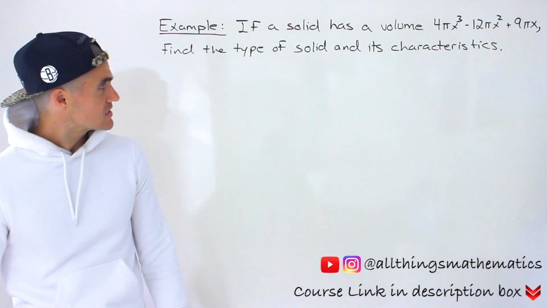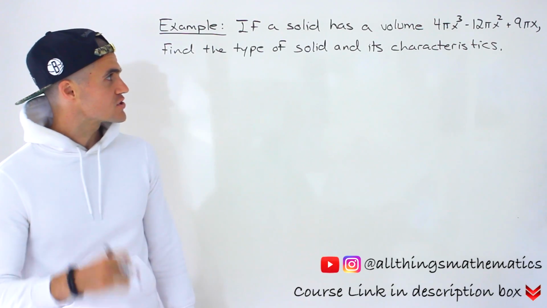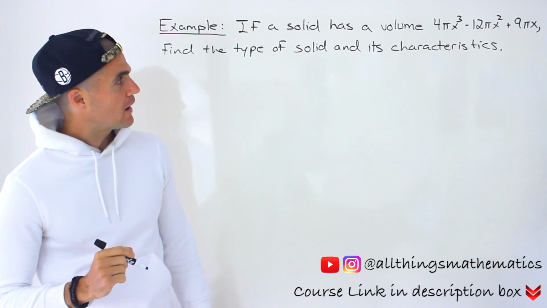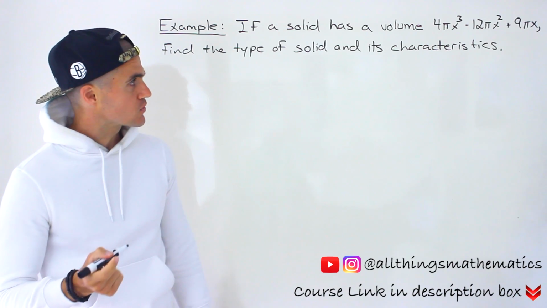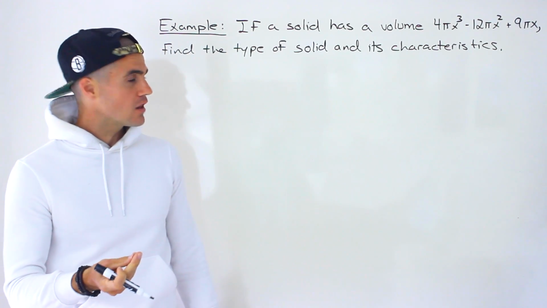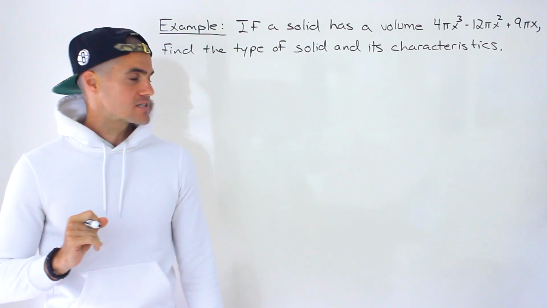Moving on to the next question. So we're told if a solid has a volume, that is that expression right there, 4 pi x cubed minus 12 pi x squared plus 9 pi x, we have to find the type of solid and its characteristics.